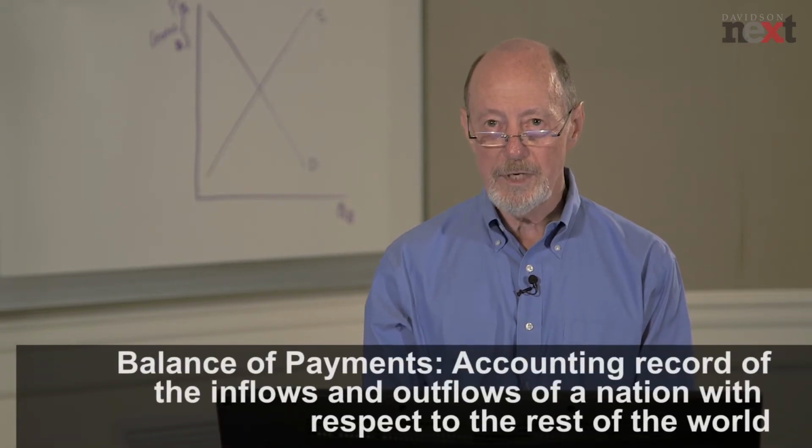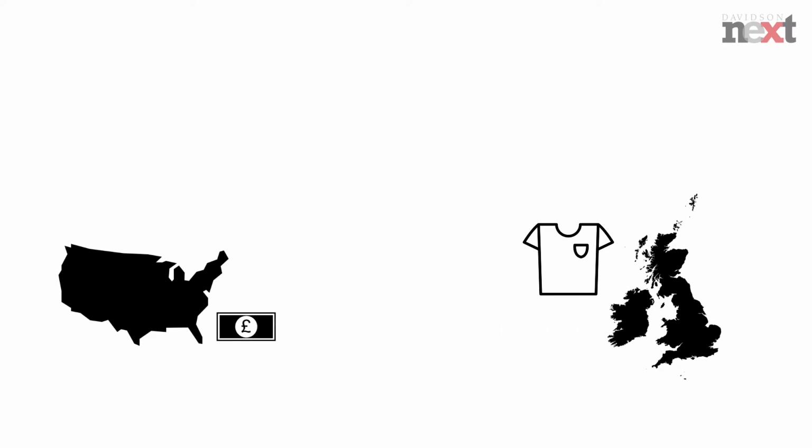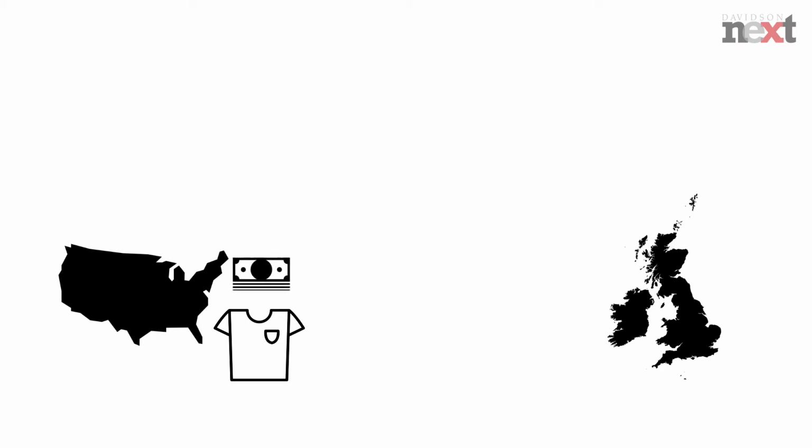The balance of payments is simply the accounting record of the inflows and outflows of a nation with respect to the rest of the world. These inflows and outflows are generated by trade in goods and services and purchases of financial assets. For example, exports from the United States to other nations produces an inflow to the United States as other nations pay for those exports. Imports of the United States from the rest of the world produces an outflow as people in the U.S. pay for imports from the rest of the world.